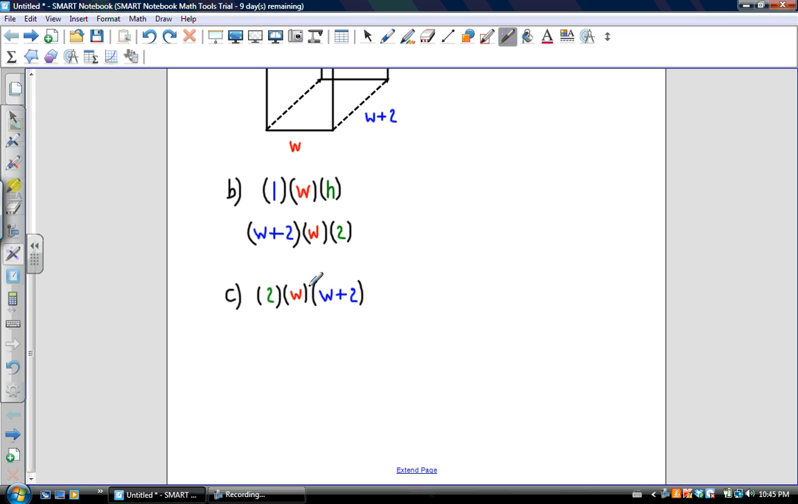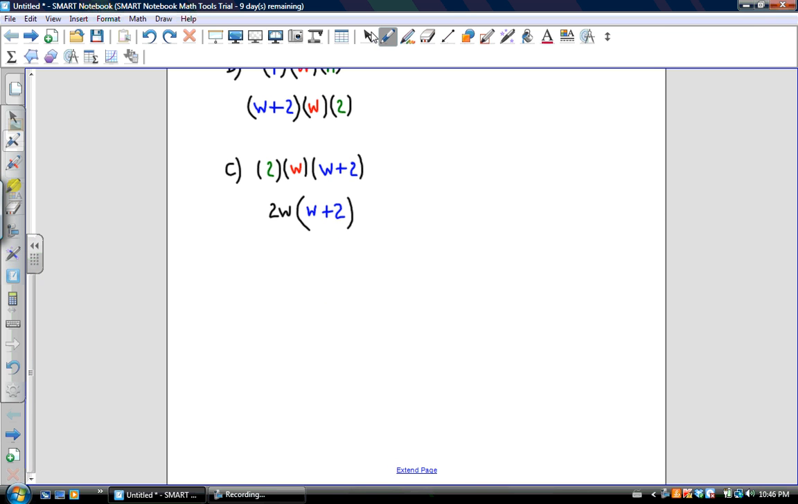So first I will multiply the first two terms, which is 2 and W. So that would give us an easy answer of 2W. And we still have W plus 2 left over. So now we can use the distributive property to simplify this, or actually expand this. So this became that, these two, and this stayed the same, and remained as that.